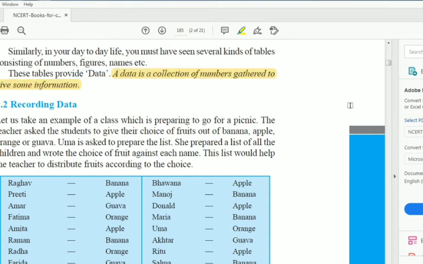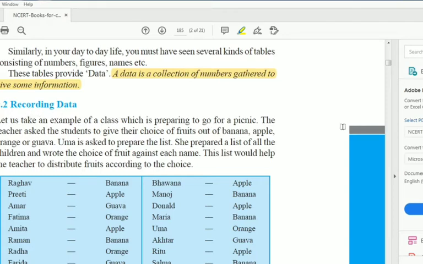Data is a collection of numbers gathered to give some information. So what is data? Say with me. Data is a collection of numbers gathered to give some information. Very good.